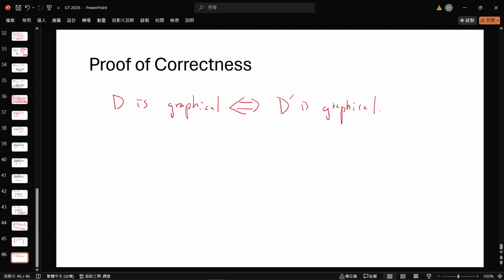The other way is to show that if the simplified degree sequence is graphical, then it must be the case that the original degree sequence is also graphical. It is equivalent to saying that if this is not graphical, then the new degree sequence is also not graphical. So basically, we have to prove two things.